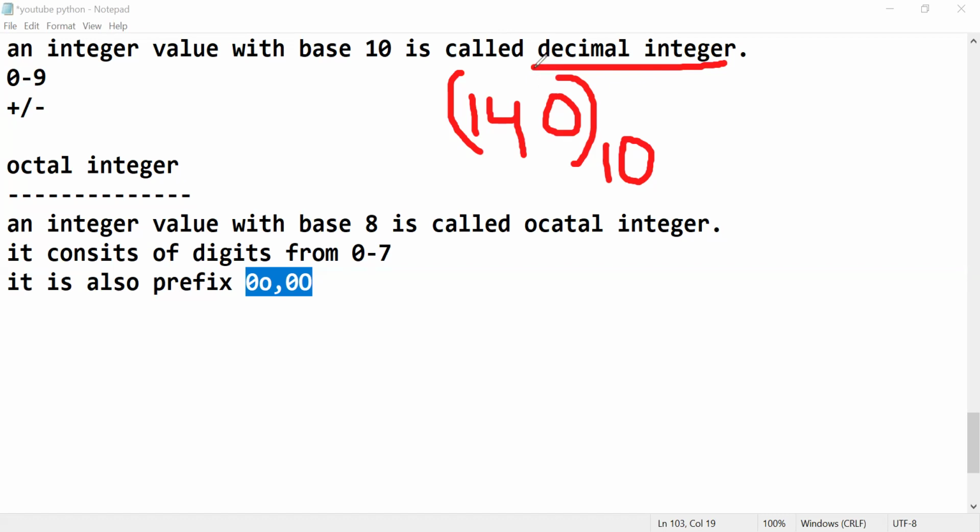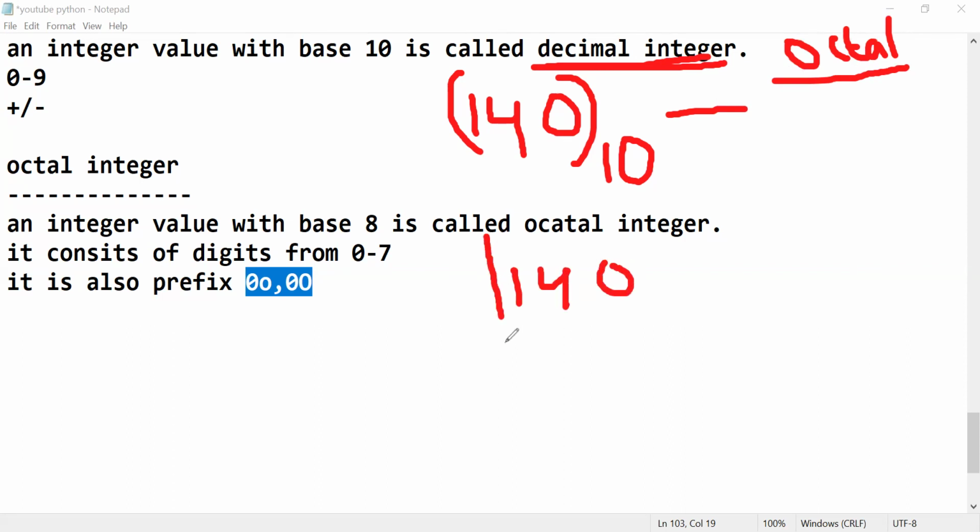Previously we discussed base 10, which is called decimal integer. Now I am converting this decimal integer into an octal integer. How do we convert a decimal integer into an octal integer, guys? Now I will explain. Take 140.